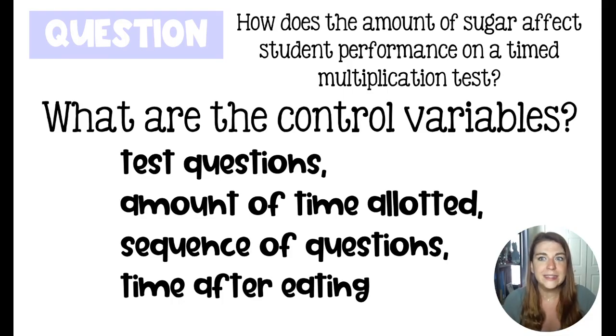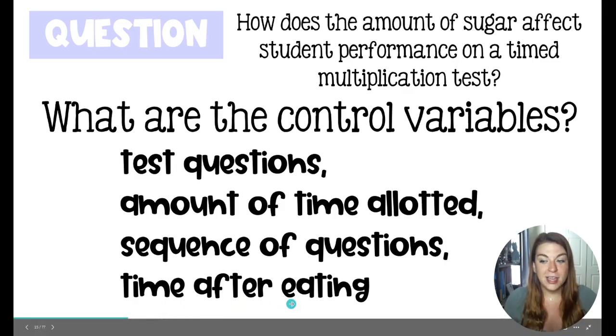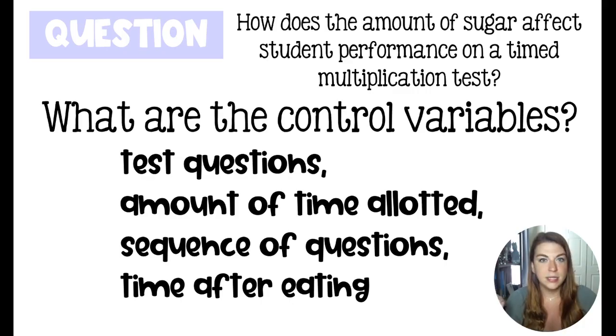And all of the kids need to eat something. So we're going to feed them different amounts of sugar. Some kids are going to have no sugar and then a little sugar and then a lot of sugar. And those are going to have measurements, maybe, 0, 10, and 40 grams of sugar. And we are going to make sure that they have the same amount of time after they eat. So if we feed them and then they take the test in 2 minutes or they take the test in 30 minutes, it's going to matter.